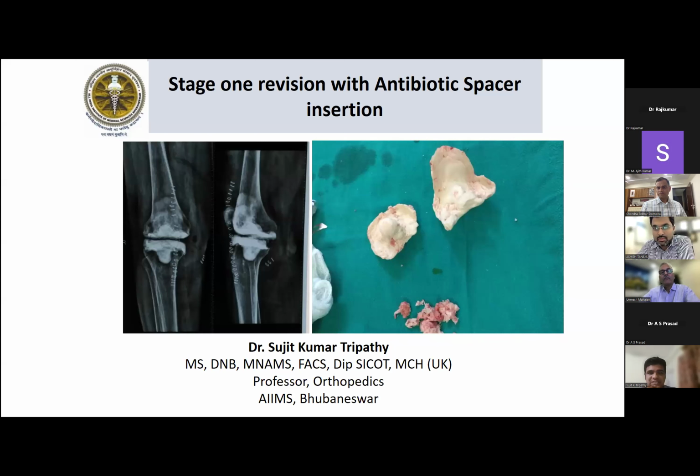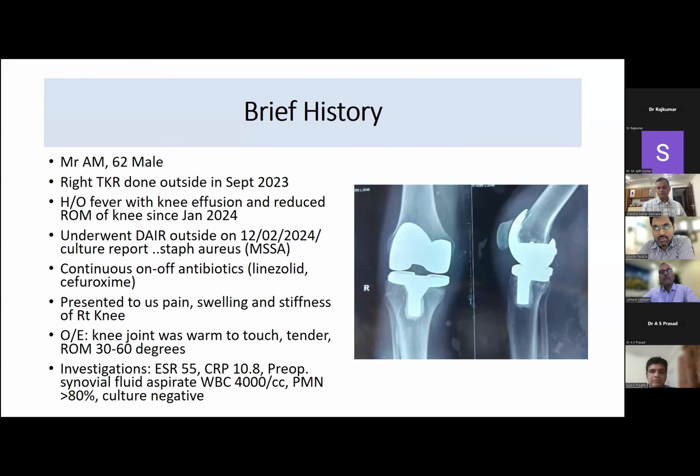Today I'll be speaking about the stage 1 revision with antibiotic spacer applications. So this is just a brief history of one of our patients who was operated recently. He was operated outside in September 2023, where the right TKR was done. Then subsequently it got infected and he was debrided outside. The debridement procedure was performed in February 2024. The culture report shows growth of Staphylococcus aureus, sensitive to the methicillin group or the penicillin group of antibiotics.